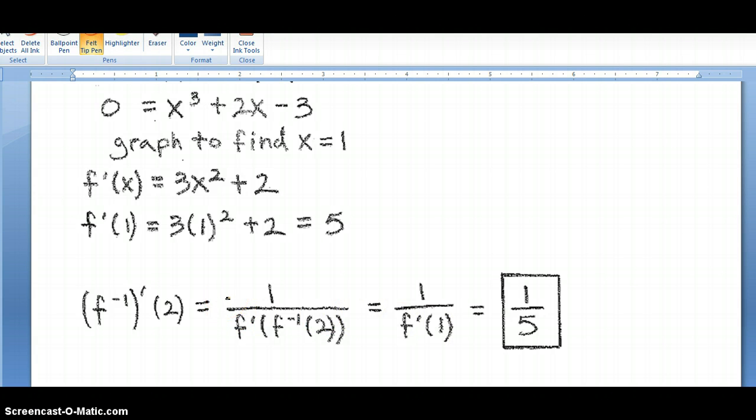This is a process that we use to find the derivative of an inverse. It is one of the topics that certainly could be tested on the AP Calculus AB exam.